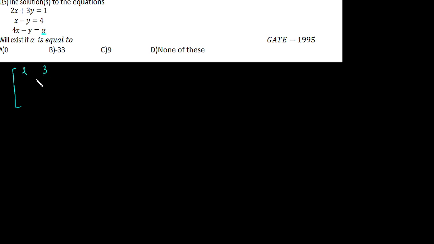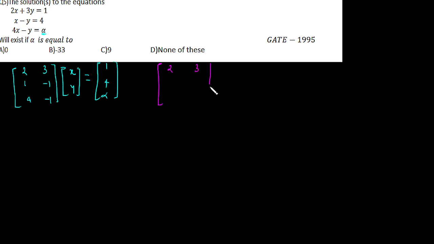So 2, 3. Here it is basically an overdetermined system, because we have more equations than variables. We have only two variables, and we got three equations. So it is an overdetermined system. Here we have 1 for alpha. What we have to do is first form the augmented matrix from this matrix. So here we are getting 2, 3, 1, 1, minus 1, 4, alpha. Here it is alpha.